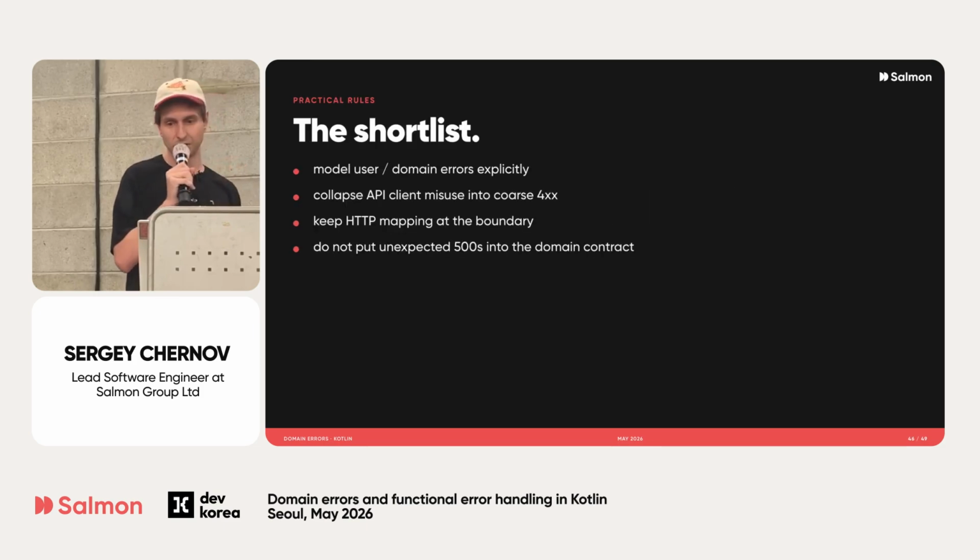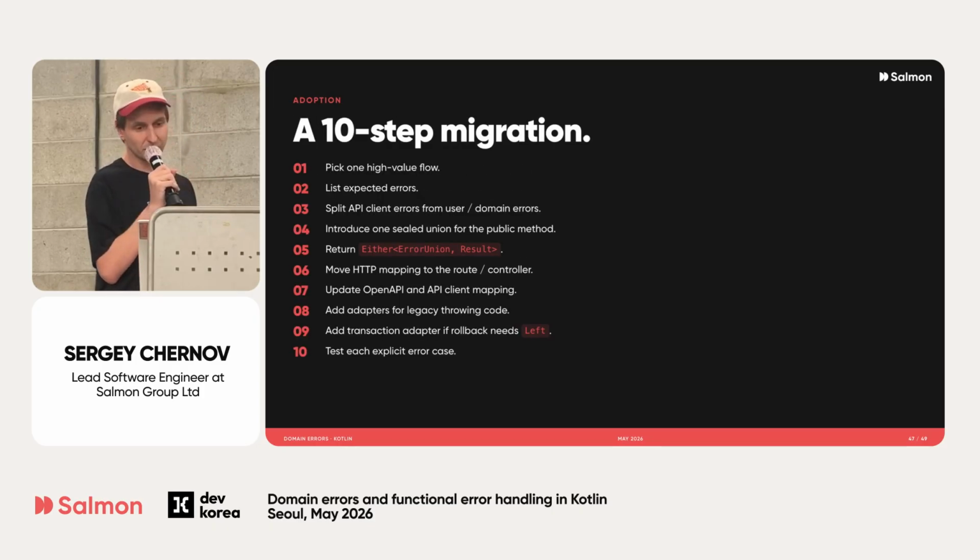So here is the short list of recommendations: model your business failures properly; use an API client category to collapse the error cases into one, something like invalid request; only map the domain error to the HTTP response on the controller boundary layer; and don't design unexpected exceptions, unexpected errors, into your domain error union type. So here's the list of how to migrate your project to this approach.